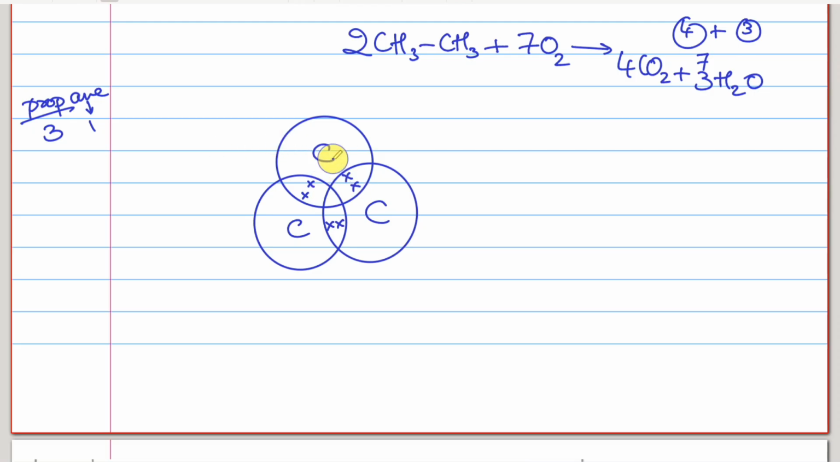So the first carbon has formed 1 covalent bond and a second covalent bond. So 2 covalent bonds have been formed, so it needs 2 more. So we'll need to add 2 more hydrogens to this molecule. So H and H. So we'll need to add 2 hydrogens to each carbon.